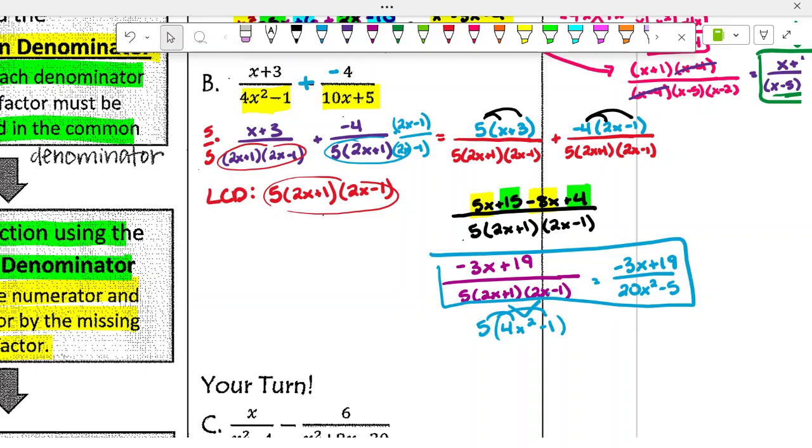Start by factoring the denominators. You can't get an LCD if you don't know what the factors are. 6x squared plus 8x minus 20. That is our problem.